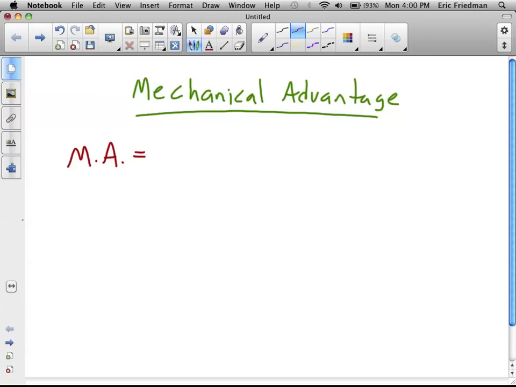One is by the forces that you're using, so it's how much force you get out divided by how much force you put into a machine, and that's going to be equal to the same thing in reverse, how much distance goes in versus how much distance goes out. So let's start with a little pulley system as an example, just so we can see what's happening.